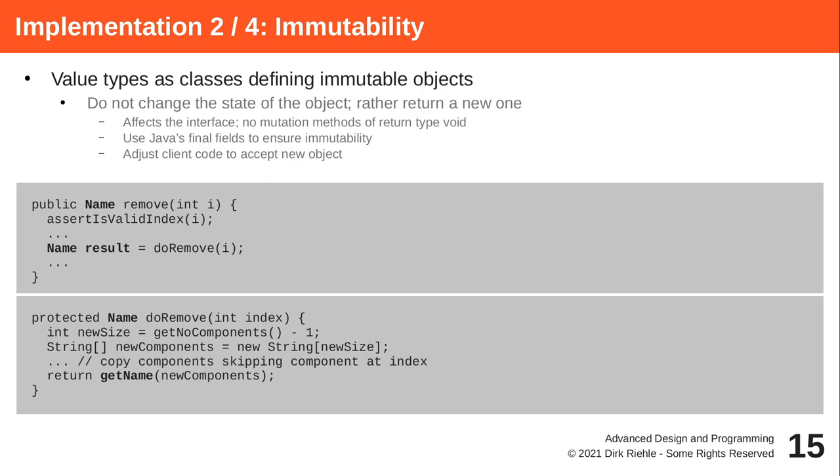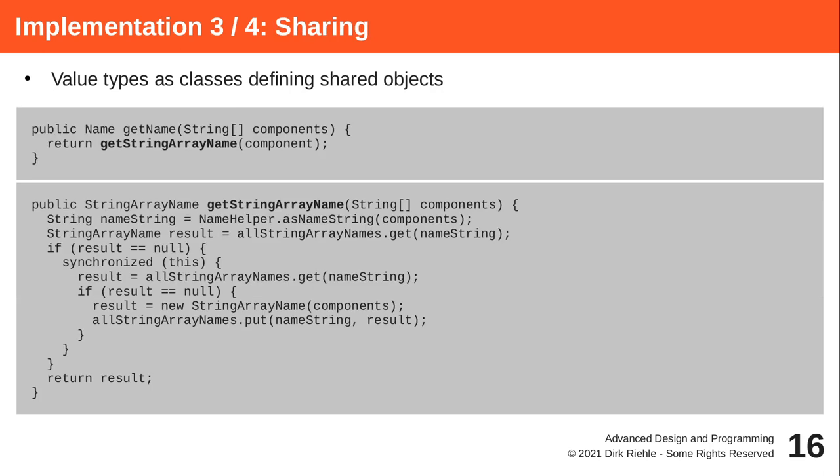You can see this in the second half here, where the workhorse method, the internal primitive method doRemove, creates that new name object from the result set of components after one component was removed. And so nothing changes state. The name value object on which you called remove does not change state, but rather, as a result of its work, it returns a new value object, which is the result. So this way you implement immutability. And that's a hallmark of value objects.